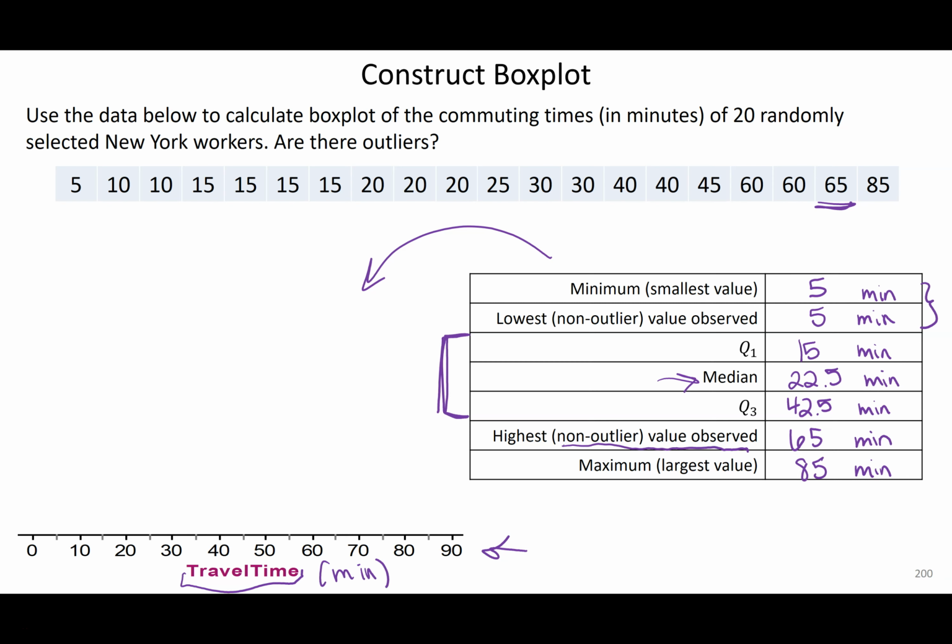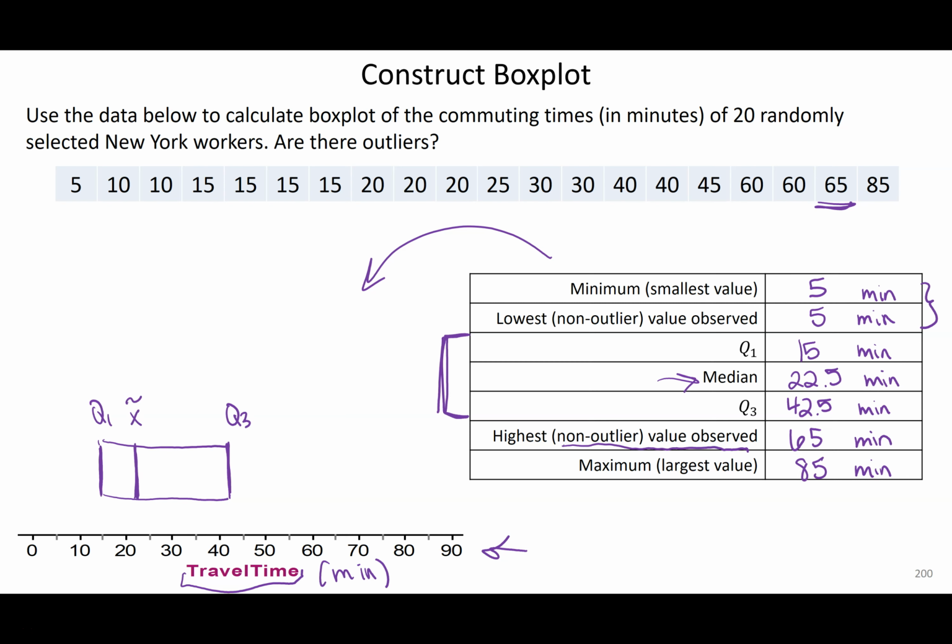So from 15, honestly, you can make your box plot as tall as you want. It doesn't matter too much. It doesn't mean anything if it's taller or shorter. And it goes to 42.5 minutes. So something like this. Put together, that's my box. So Q1, Q3. My median is 22.5 minutes. So somewhere like that. So this is my median.